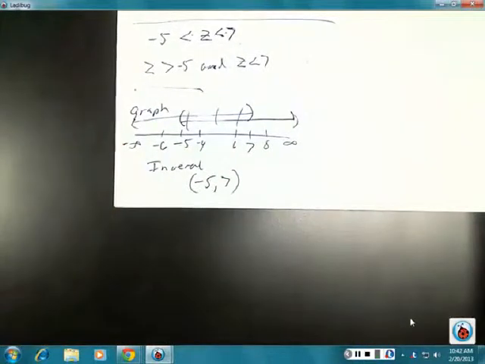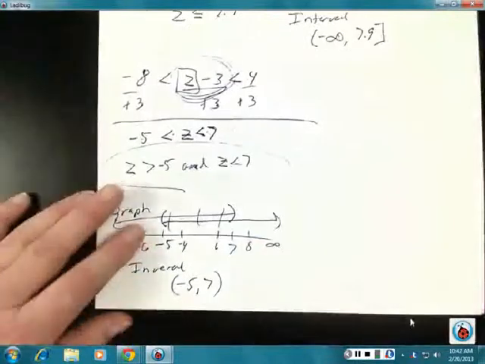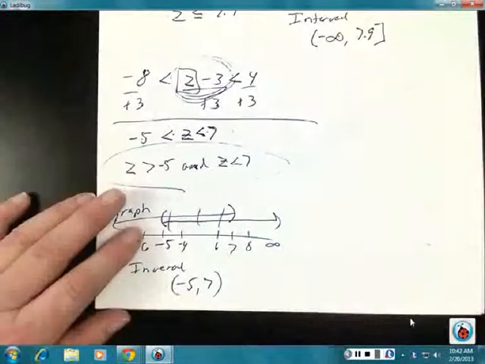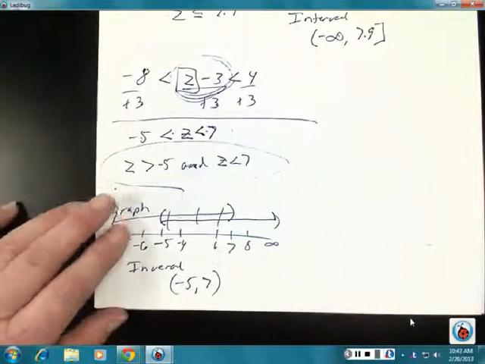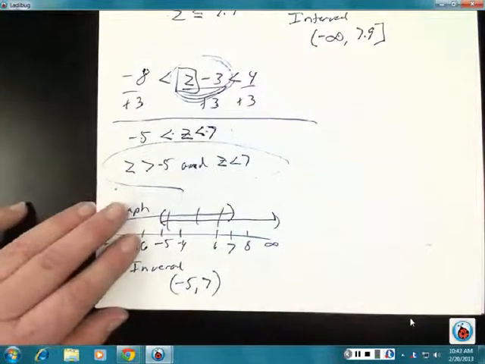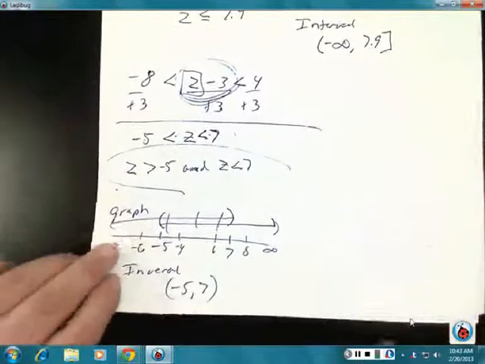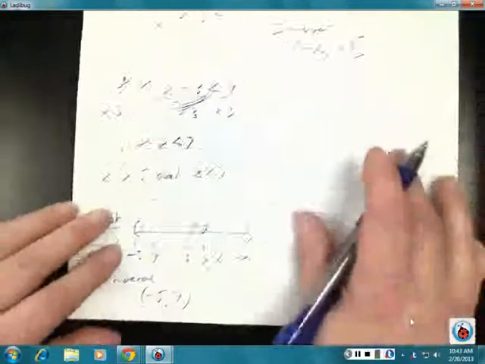Okay? Yes or no? Yes. So far so good? Okay. Now, let's do another one that's got doubles in there of stuff. These are a little hard. Let's try this one. I think it can fit right here.